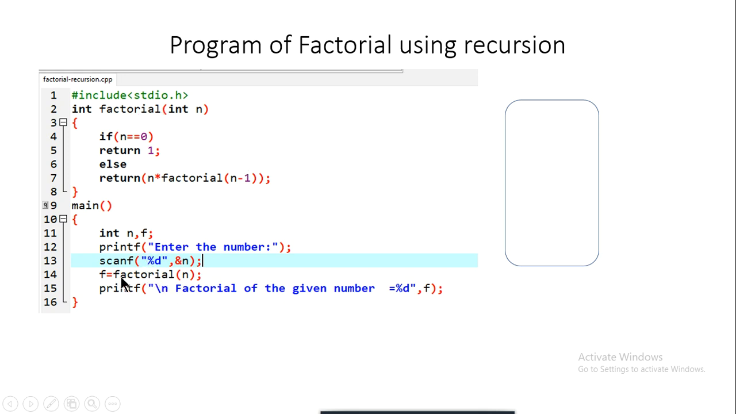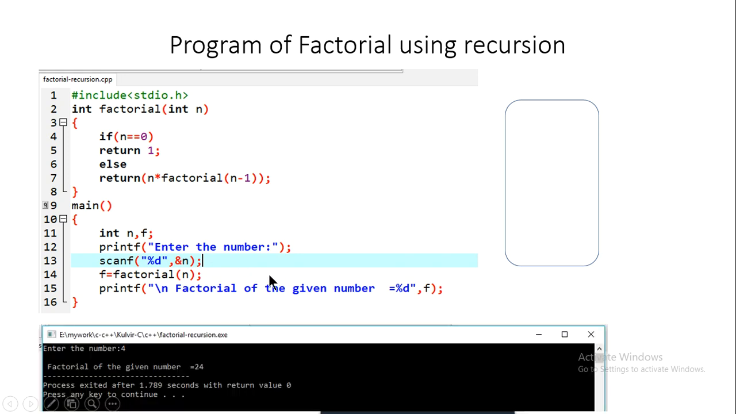So from the 14th line my control transfers to the second line, and in the second line I have put a condition: if n is 0, return 1, else return. I have written this code. So let's see how things will work. First of all, you can see the output here. I have passed the number 4 and my answer is 24. The factorial of the given number is 24. Let's see how this coding works, how this output has come.